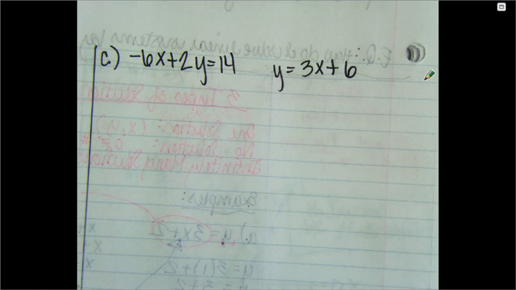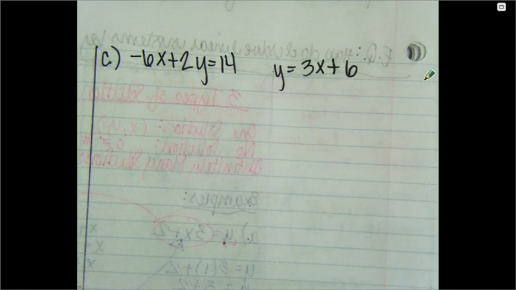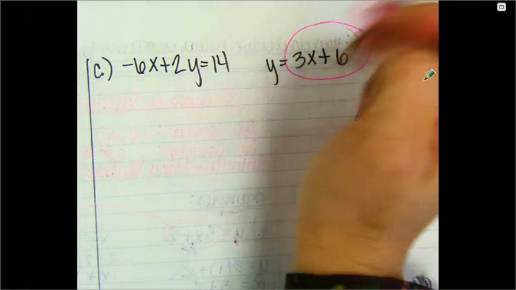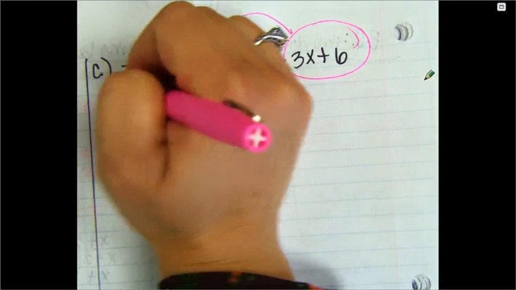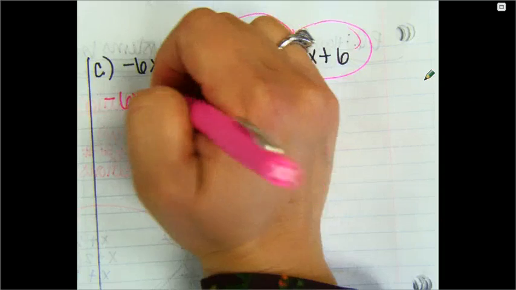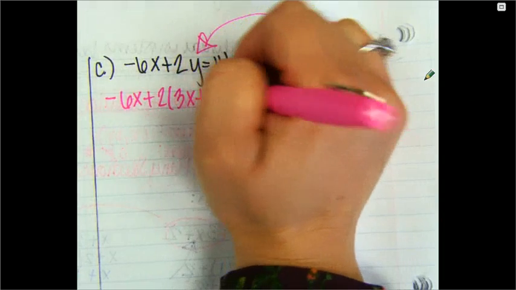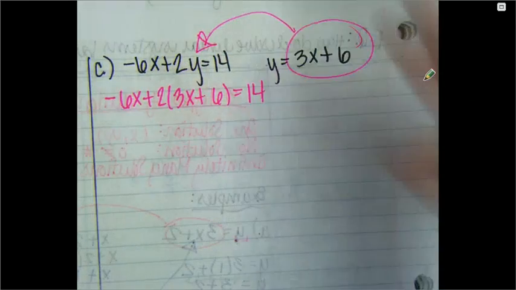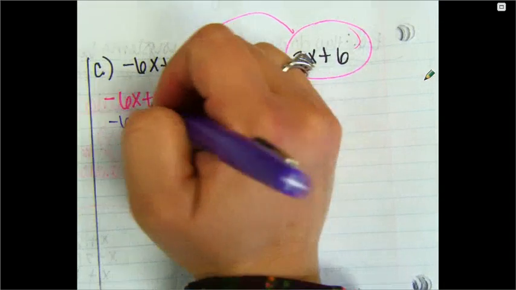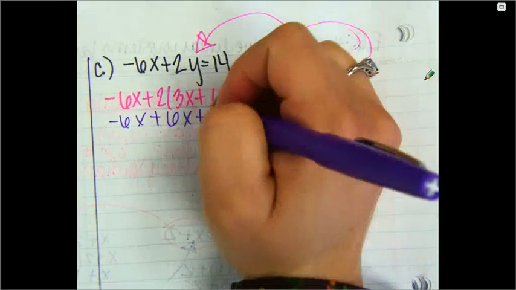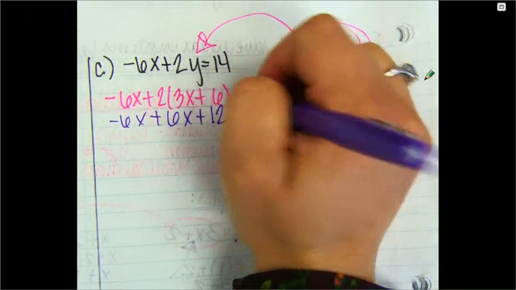Okay, here we go. What are we substituting in? y equals 3x plus 6. This is going to go in for the y over here. So we're going to write negative 6x plus 2 times 3x plus 6 equals 14, right? You can go ahead and distribute. So we get negative 6x plus 12 equals 14.